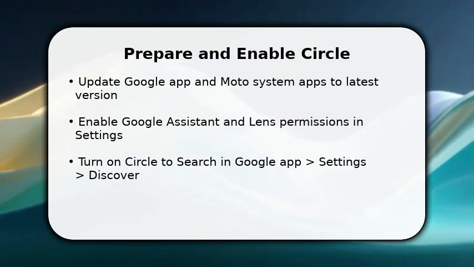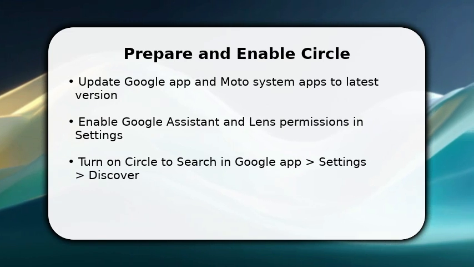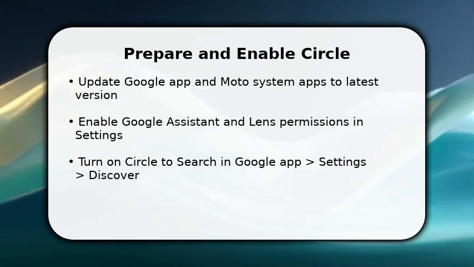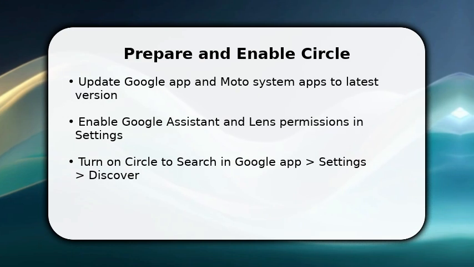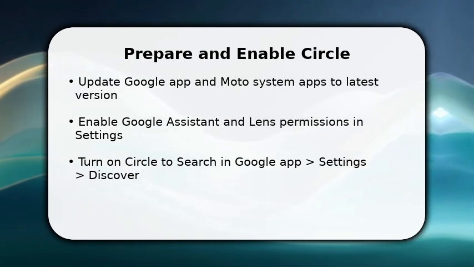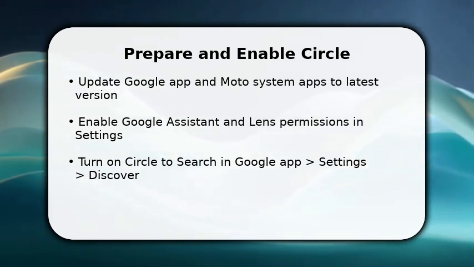You start by updating the Google app and Moto system components. This ensures Circle to Search is available. Once done, open the Google app and grant camera, microphone, and accessibility permissions.